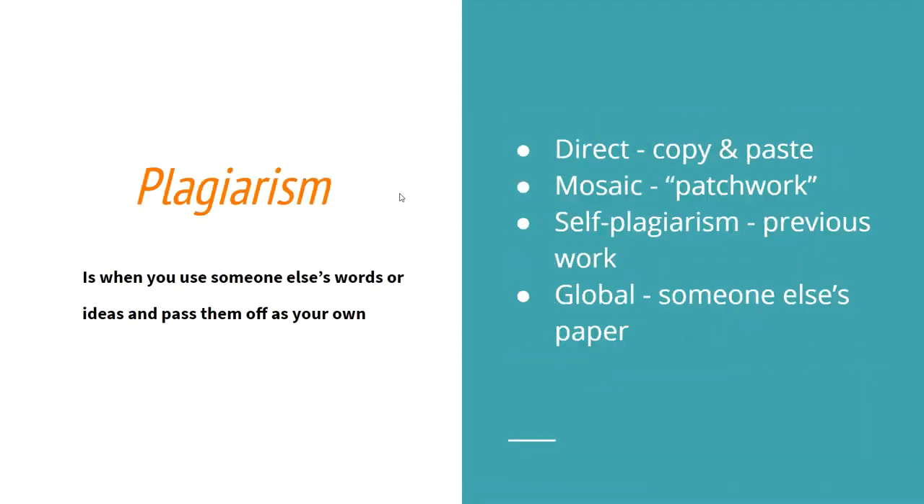Plagiarism is when you use someone else's words or ideas and pass them off as your own. There are 4 types of plagiarism. Direct plagiarism is copy and paste without citation. Mosaic plagiarism is a patchwork. It is pulling a lot of different sources and copying and pasting to create a new paper without citation, using other people's work as your own.